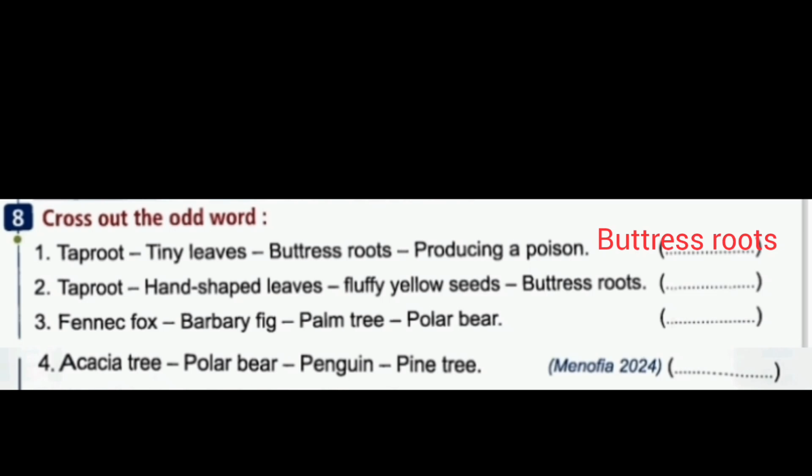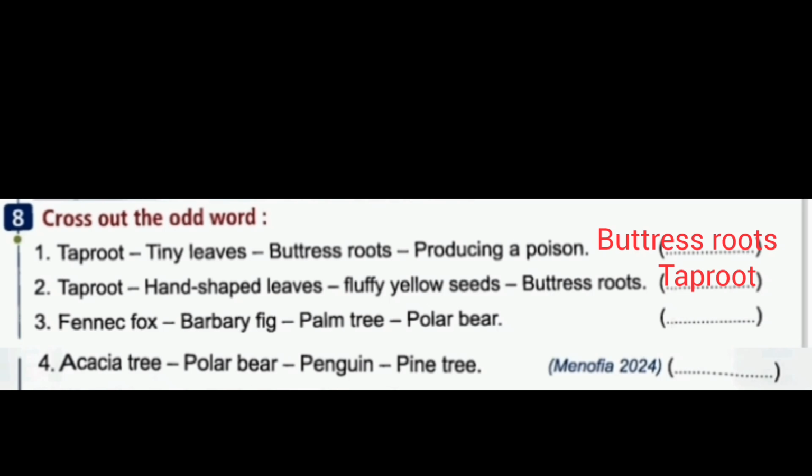Number 2. Taproot, hand-shaped leaves, fluffy yellow seeds, buttress roots. We will choose taproot because all items belong to the kabak tree, but taproot belongs to the acacia tree.